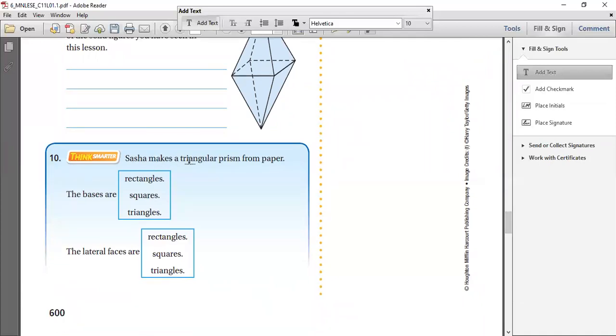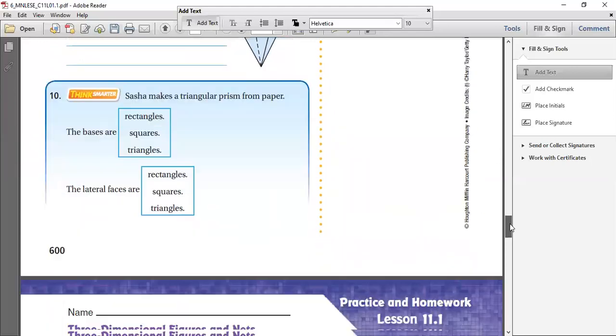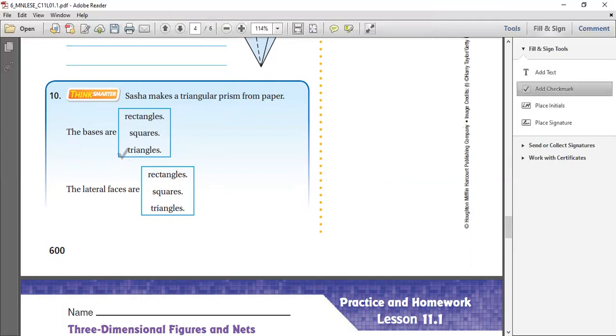Now, I don't want to do any more questions for this except question number 10. Okay. Sasha makes a triangular prism. Now, this is the keyword here, triangular prism from paper. So, triangular prism means the base is triangle, but the lateral faces are not. Okay. The bases are going to be what? The base of this triangular prism is going to be triangles. Okay. The lateral faces, are they going to be rectangles, squares, or triangles? For a prism, it's going to be triangle. Now, if it's triangle, it's going to be a pyramid. So it's going to be rectangle.